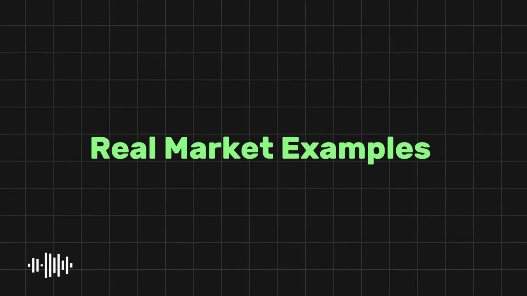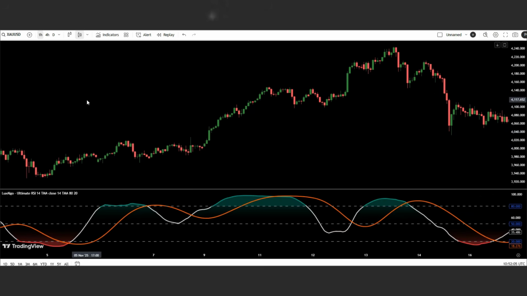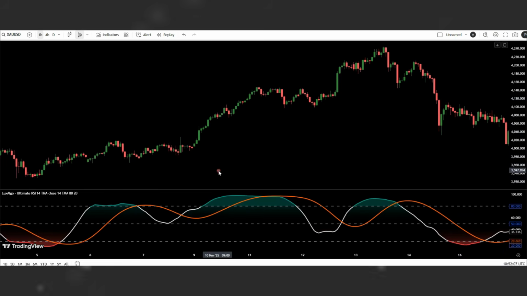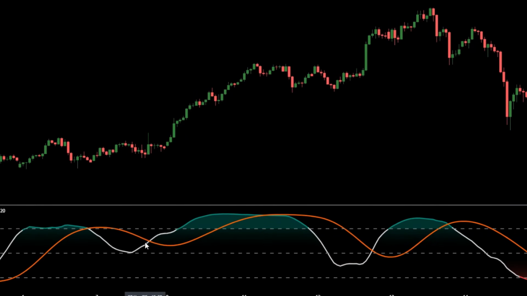Real market examples. Let's look at a real buy example on the chart. First, notice that the Ultimate RSI line crosses above the orange signal line. This is the first clue that the market may start moving up. Next, we check if the RSI line stays above the midline at 50. Once both conditions are true, we are ready to enter a buy trade.